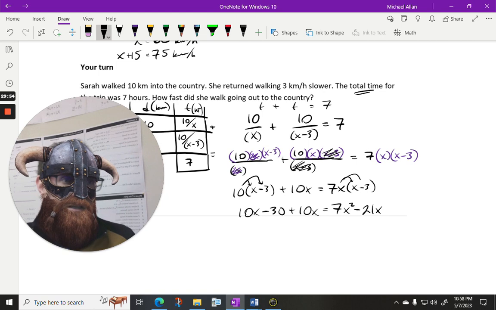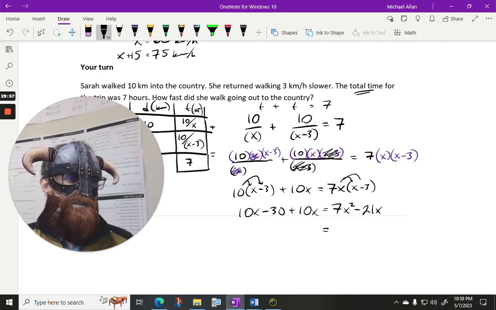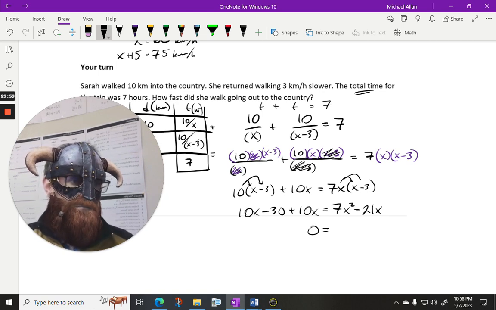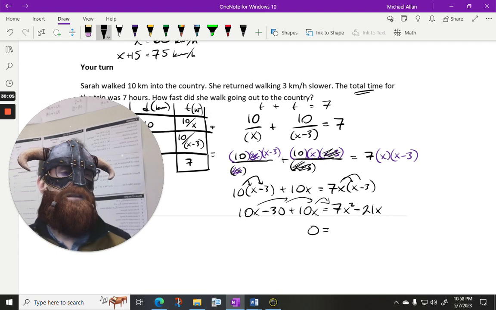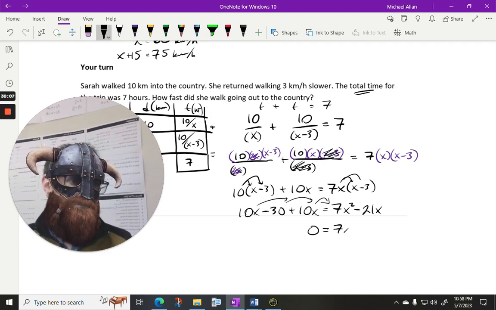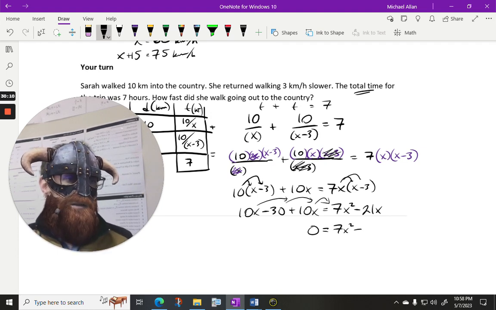Make it equal to 0. So this side has the x squared on it, so I'm just going to plop everything over to the other side. I could have grouped these guys together and got 20, then minus it over, but it doesn't matter. So I'm going to get negative 41x here, and I got a plus 30. There we go, cool.